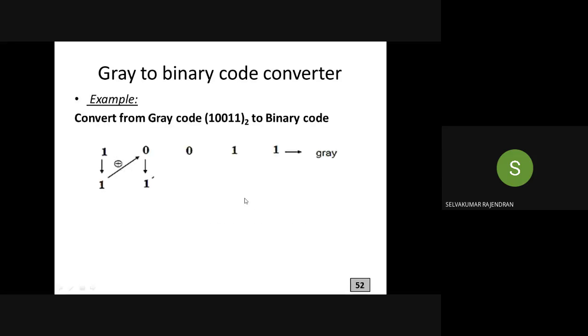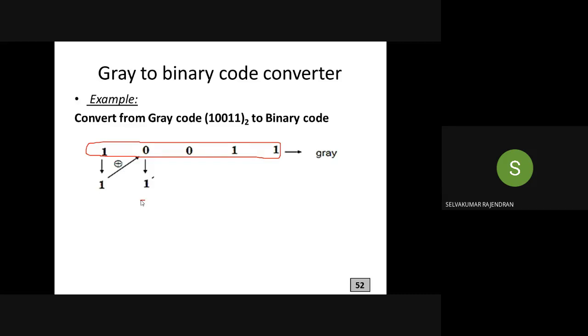So this is the example. Here is the gray code 10011, which is the given gray code. Here we are finding the binary code. The MSB of the binary code is directly taken from the MSB of the gray code. Then the next bit of the binary code is obtained by performing the XOR operation with the MSB of the binary and the corresponding bit position in the gray code.